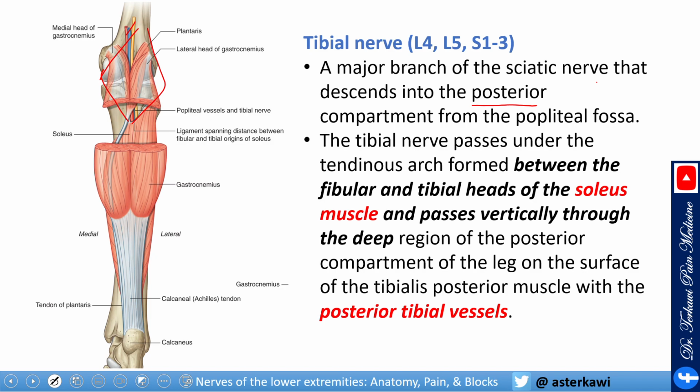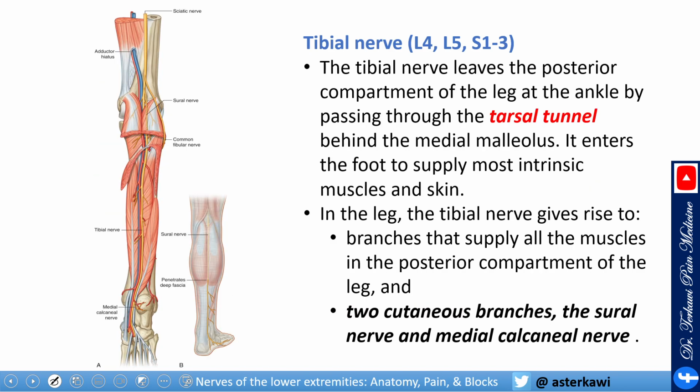The tibial nerve passes under the tendinous arch formed between the fibular and tibial head of the soleus muscle, this muscle right here, and it passes vertically through the deep region of the posterior compartment of the leg on the surface of the tibialis posterior muscle with the posterior tibial vessel. So the nerve then leaves the posterior compartment at the ankle by passing through the tarsal tunnel.